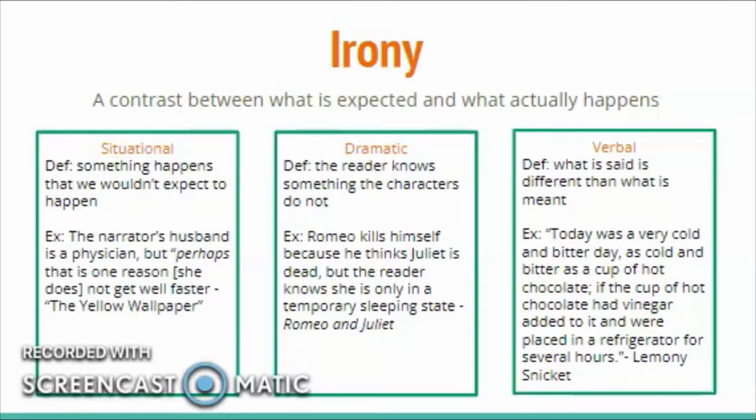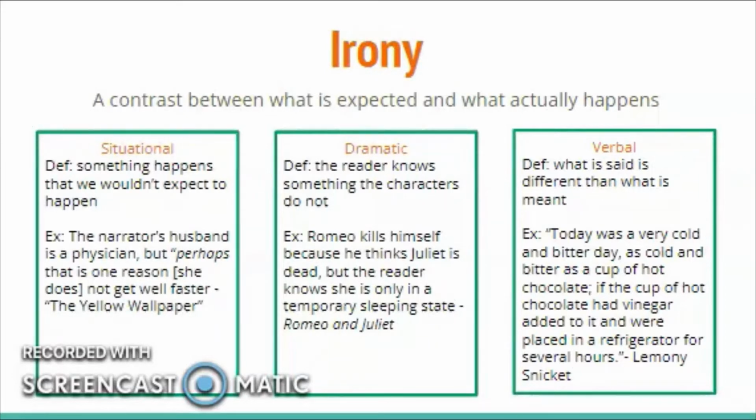Okay, so right here, this line, as cold and bitter as a cup of hot chocolate, that is verbal irony, because in reality, we know that hot chocolate is warm and tastes good. But then he goes on to explain his use of verbal irony, because what he really means is it was a nasty, bitter day.